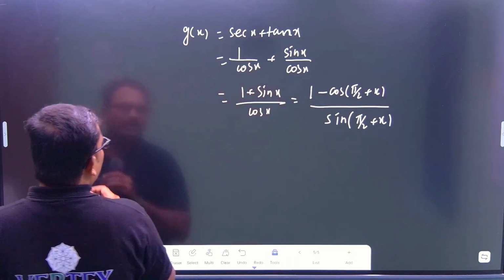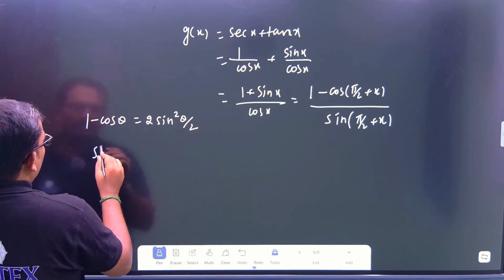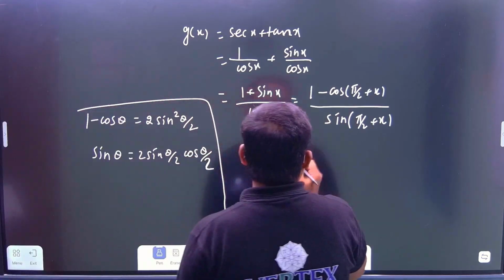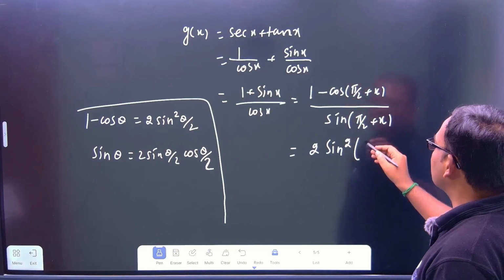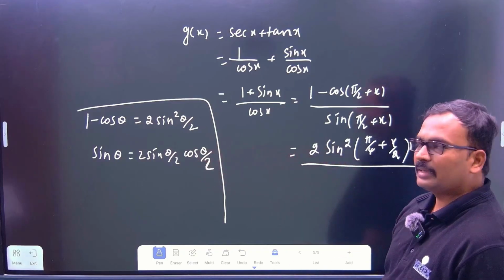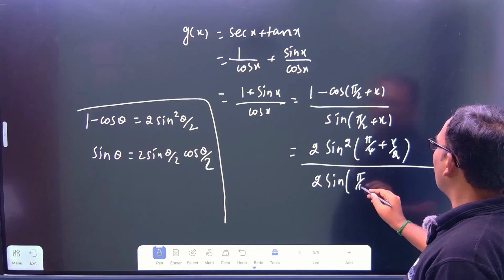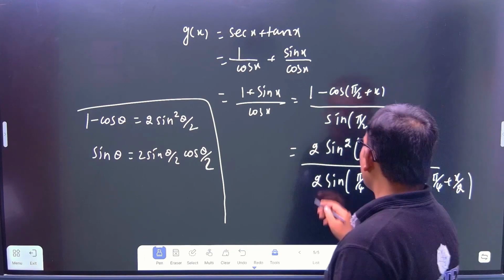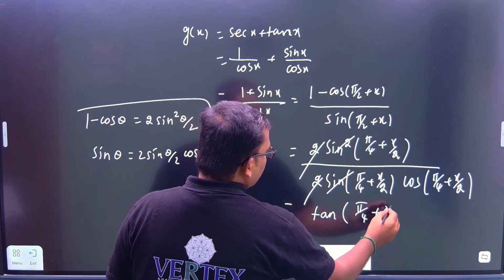So you already know that 1 minus cos theta is equal to 2 sin square theta by 2. In the same way, sin theta is equal to 2 sin theta by 2 cos theta by 2. You already know these things, right? Now you can apply it, we will get 2 sin square. So theta here is what? Pi by 2 plus x. So divided by 2, (pi by 4 plus x by 2) whole square, divided by sin theta, where theta here is pi by 2 plus x. That means 2 sin theta by 2, that is pi by 4 plus x by 2, into cos of pi by 4 plus x by 2. So 2 cancels, one sine will be cancelled. This is tan of pi by 4 plus x by 2 you can write.